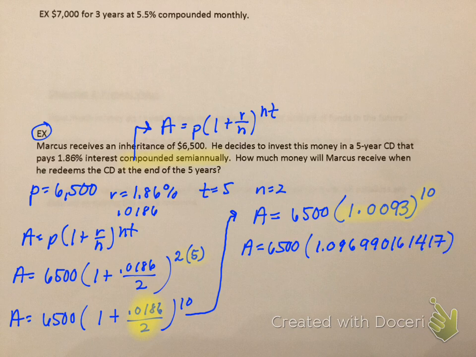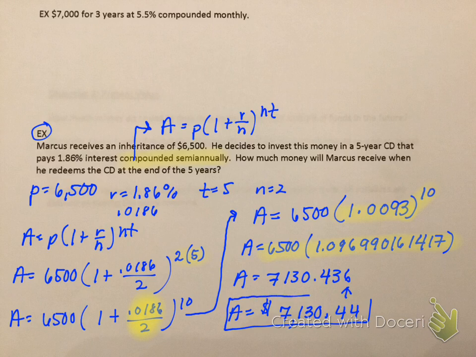So when you do that, at least what I got was 1.0969901611417. So since that's the number sitting in the calculator, go ahead and just multiply 6,500 to it. And when you multiply the two together, you should get 7130.436. Remember, take 3 decimal places out because I need to round because it's money. So my answer is going to be $7,130.44. So that's how much money Marcus is going to receive at the end of the 5 years with those stipulations.